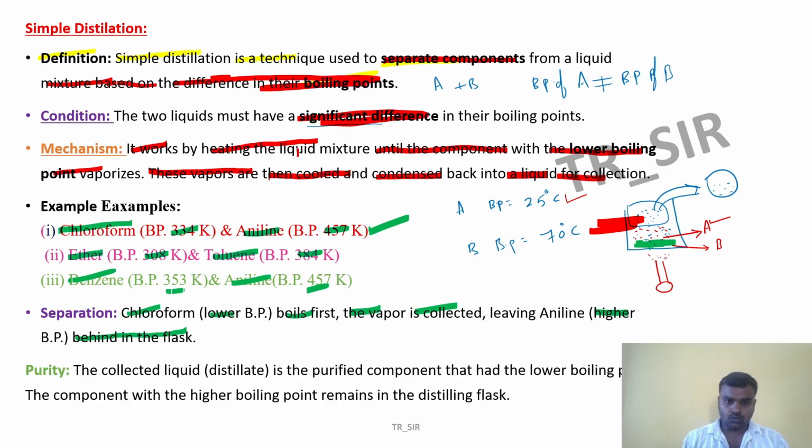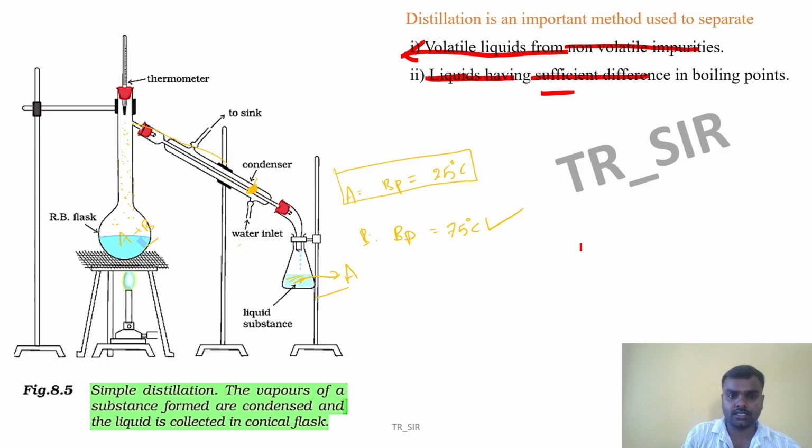Now the mechanism: we take a beaker with two liquids, one having a low boiling temperature and the other a high boiling temperature. Whenever we start boiling, the liquid with the lower boiling point easily vaporizes, converting into vapor. That vapor is collected and condensed, which provides A separately. The one with the high boiling point will be left out in the solution. That's the first case, simple distillation.